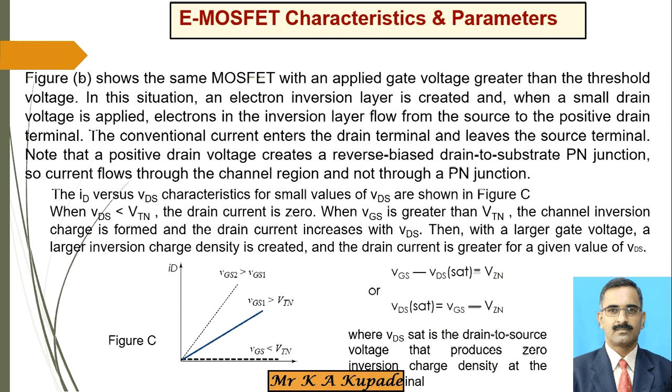Now, considering this point of view, figure C shows the characteristics of the drain current ID, and how it varies with the drain-source voltage. It shows how the voltage affects the current flowing. Here we have ID versus VDS characteristics for a small value of VDS, meaning the externally applied VDS.